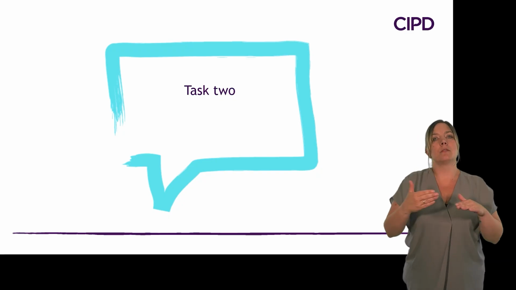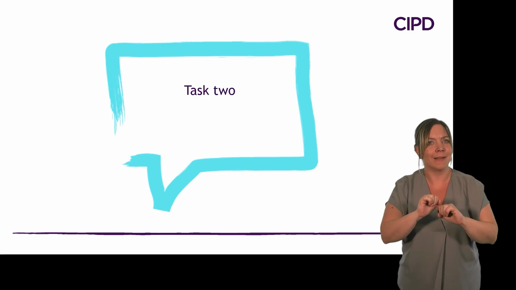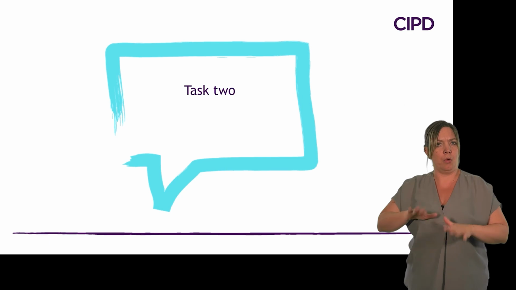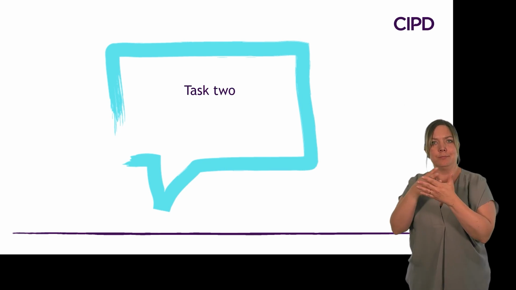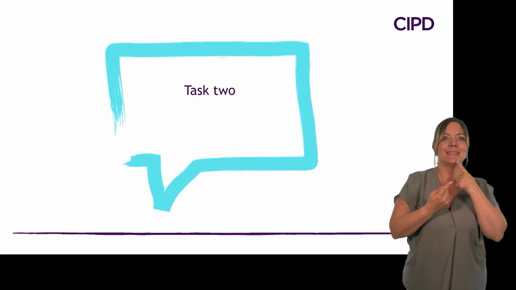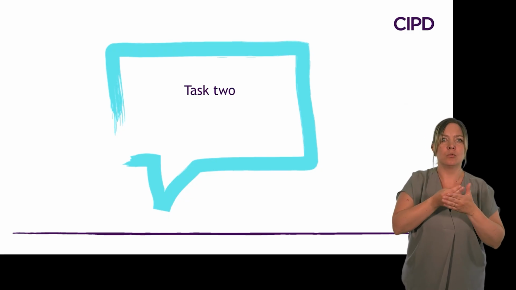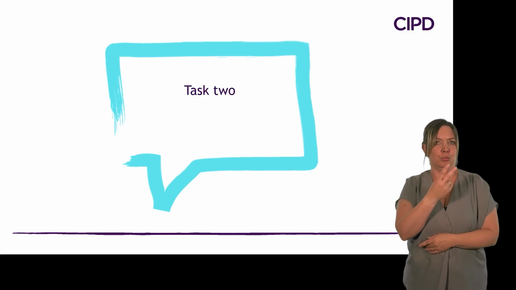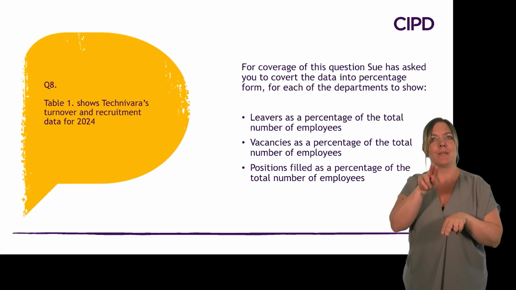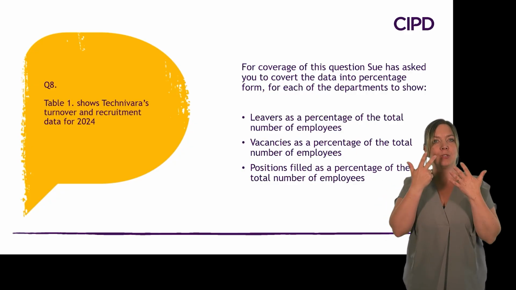Now let's look at task 2, which is a quantitative and qualitative analysis review. You'll see within task 2, Sue has provided you with two sets of data. Table 1, which is quantitative data on turnover and recruitment for 2024, and Table 2, which is qualitative evaluation data from a learning and development activity. So, question 8. Table 1 shows Technovara's turnover and recruitment data for 2024.